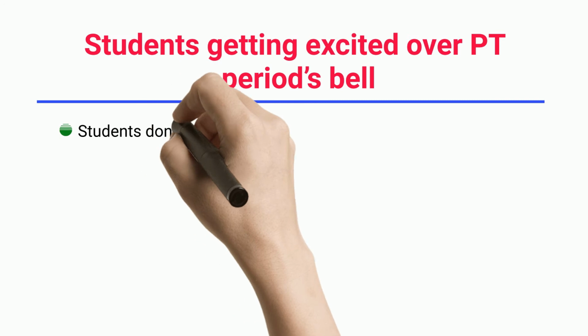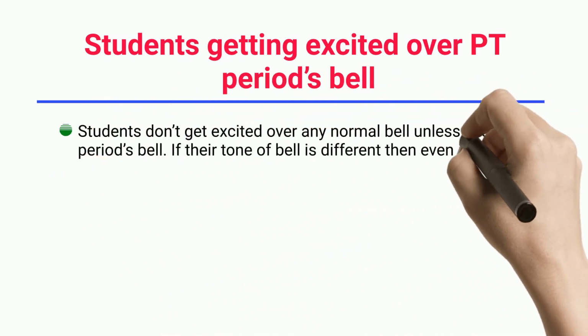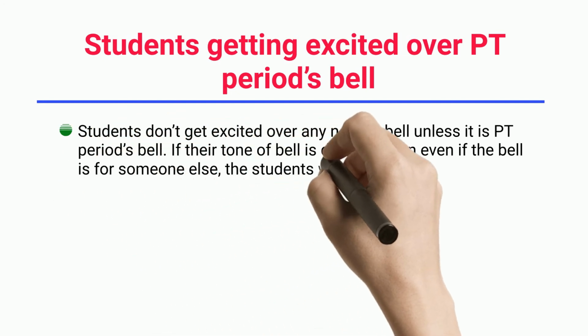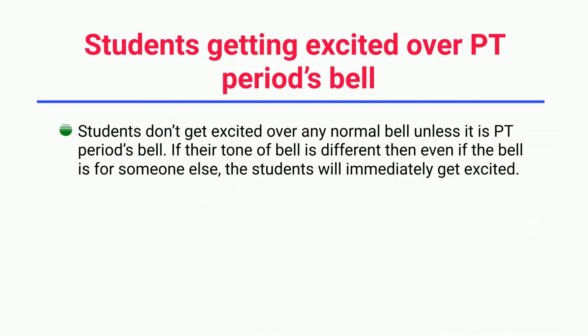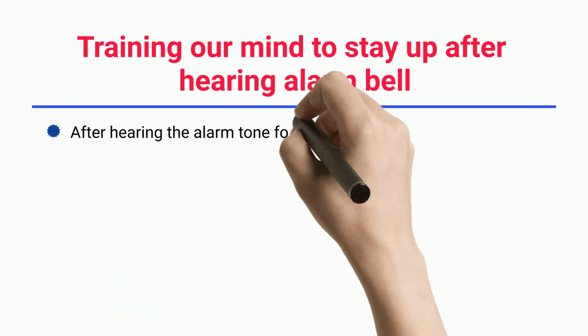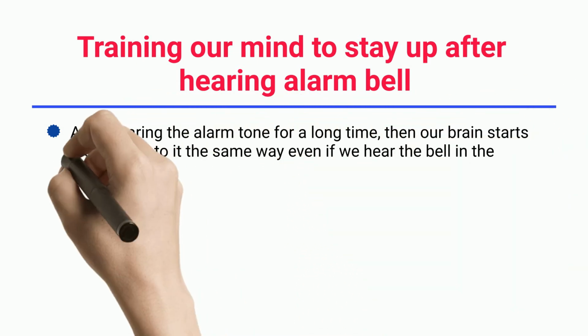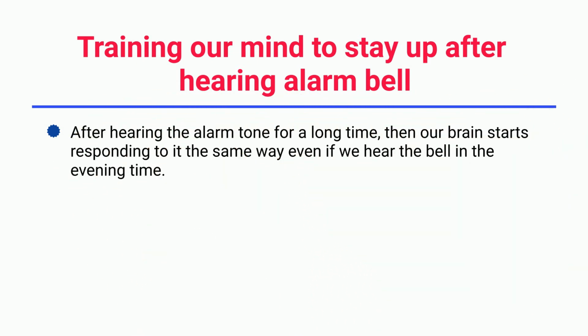Students getting excited over PT period bell. Students don't get excited over any normal bell unless it is the PT period bell. If their tone of bell is different, then even if the bell is for someone else, the students will immediately get excited. Training our mind to stay up after hearing alarm bell. After hearing the alarm tone for a long time, our brain starts responding to it the same way even if we hear the bell in the evening time.